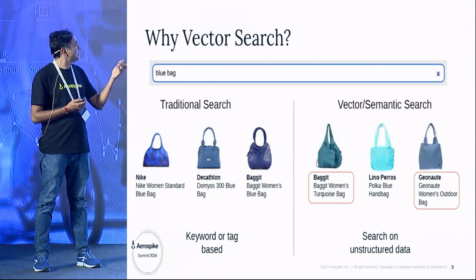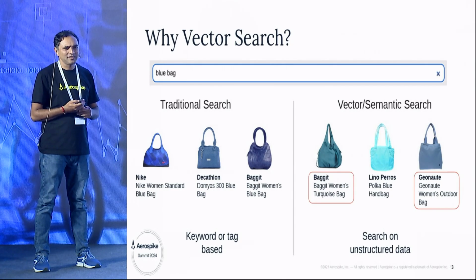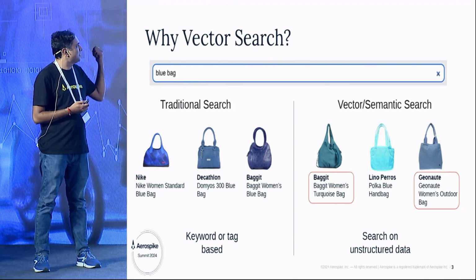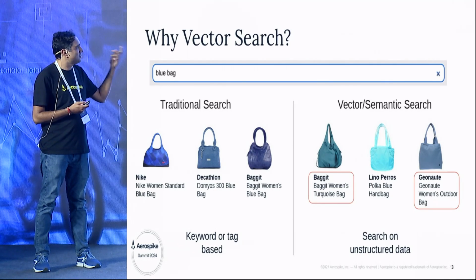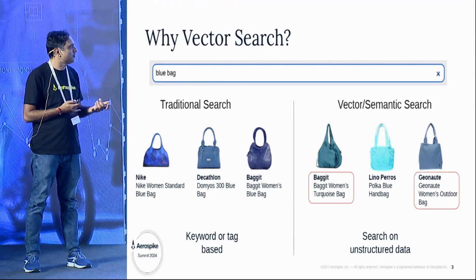So what we see here is the results returned by a demo application which is built on top of our vector solution. It's the same search phrase, which is a blue bag. But the results that are returned do not exactly match the text or the associated tags with the images. So there's a turquoise bag which is returned. There is some similarity between the color turquoise and blue. It's a variant of blue or a shade of blue.